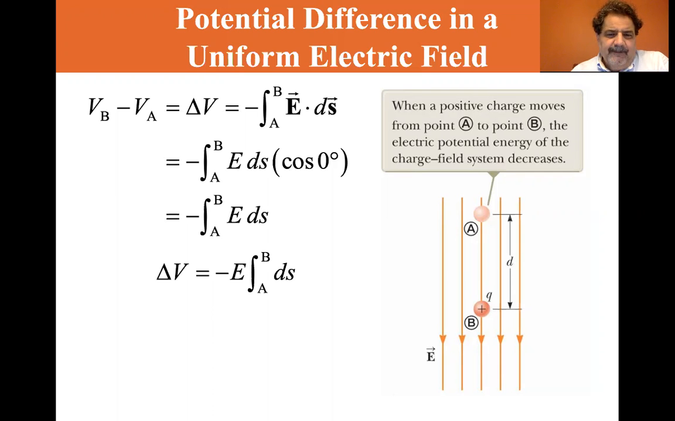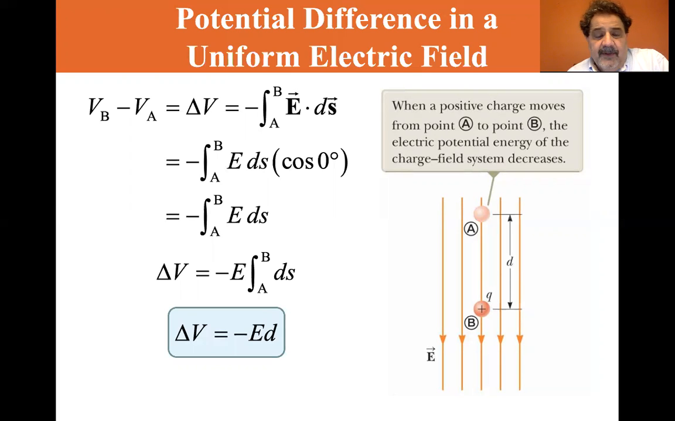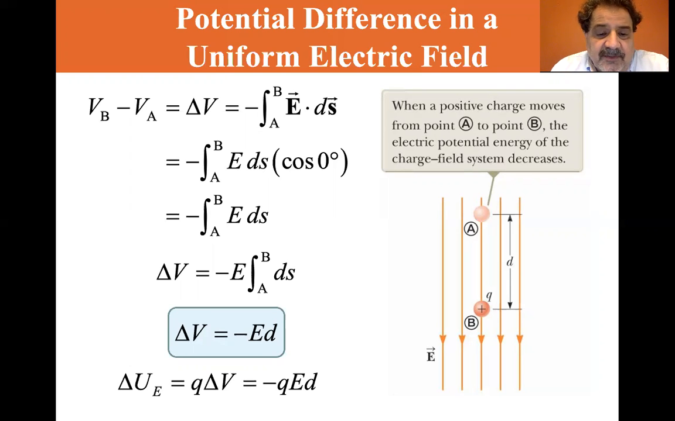So delta V is equal to, since it's a uniform electric field, you can pull the E out, and it's minus E times the integral from A to B of ds. The integral of ds is just that distance. So delta V is equal to minus E, the electric field, times the distance. The change in electric potential energy is Q delta V, which is equal to minus Q E d.